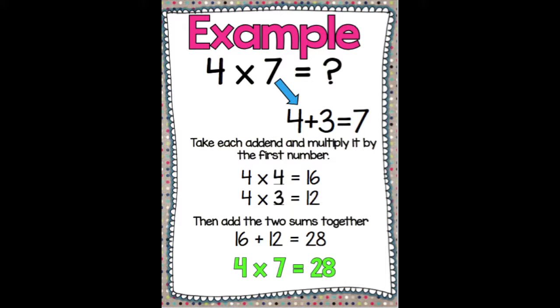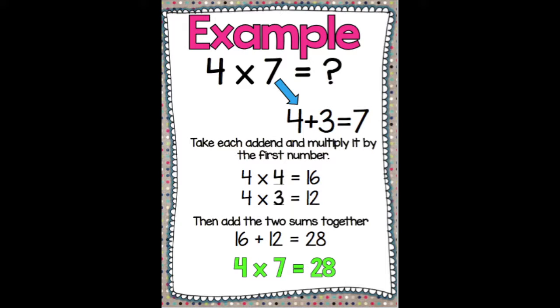4 times 7. The number 7 can be pretty large, and so to make it easier on myself, I'm going to break that factor into two smaller numbers. I know that 4 plus 3 equals 7. So I will take each addend and multiply it by the first number.